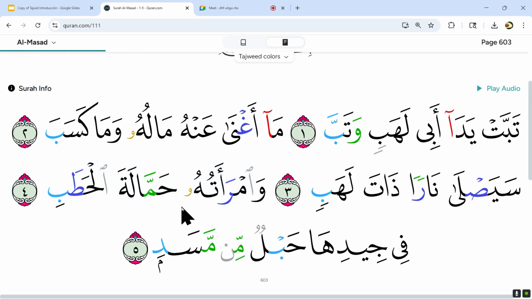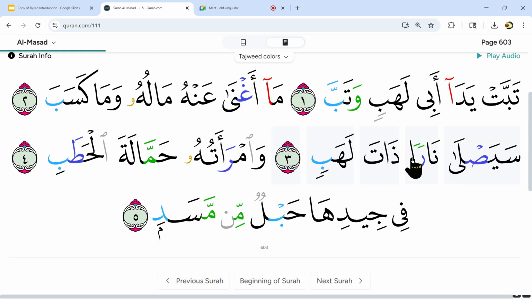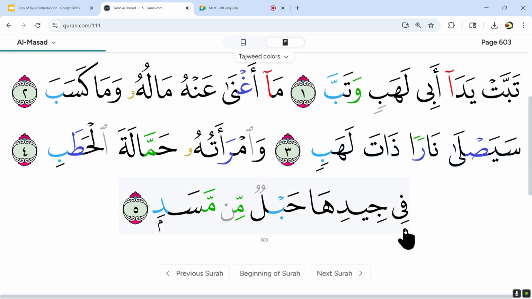وامرأته حمالة الحطب. Nice. That one sounded great. في جيدها حبل من مسد. Nice. That B bounced and that D bounced. Yep. And we see right here with the colors, because this is a Tajwid Quran, they're telling you where are the bouncing letters. I was just saying, even though you can read Arabic, it still messes with you because you're used to reciting at a certain pace, and you have to not necessarily change the pace, but yeah, in a way.